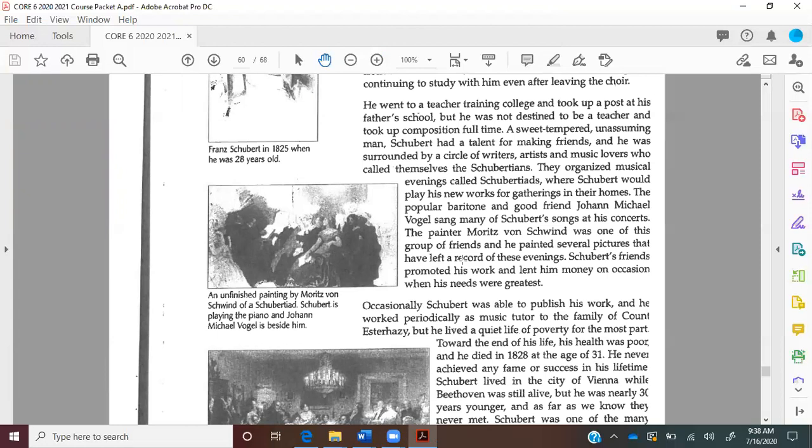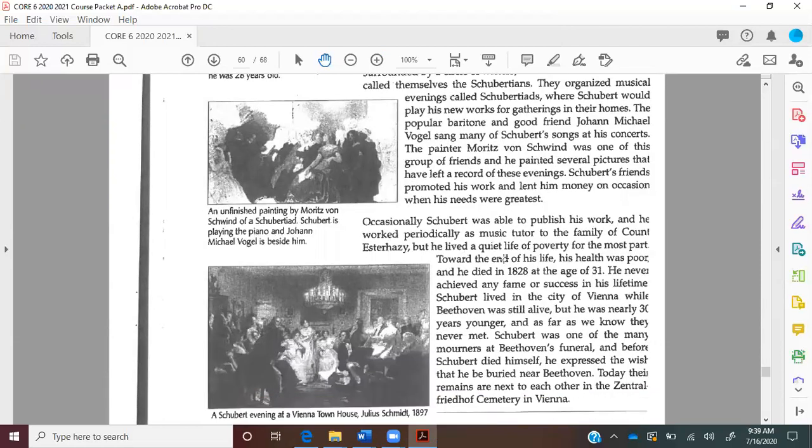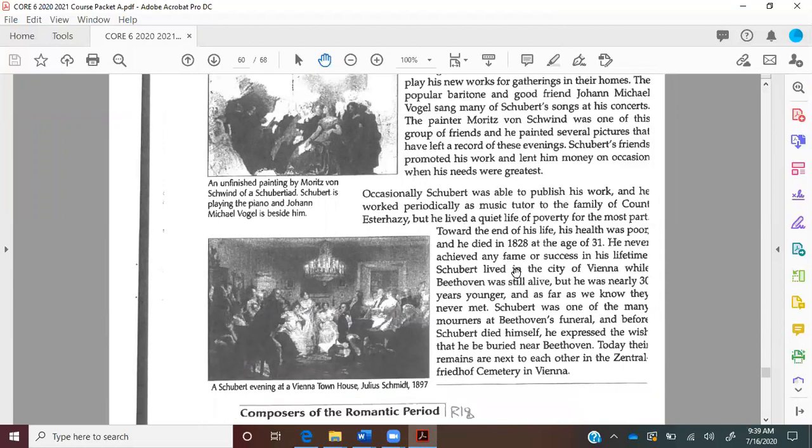They organized musical evenings called Schubertiades, where Schubert would play his new works for gatherings in their homes. The popular baritone and good friend Johann Michael Vogel sang many of Schubert's songs at his concerts. Painter Moritz von Schwind was one of this group of friends, and he painted several pictures that have left a record of these evenings. Schubert's friends promoted his work and lent him money on occasion when his needs were greatest.